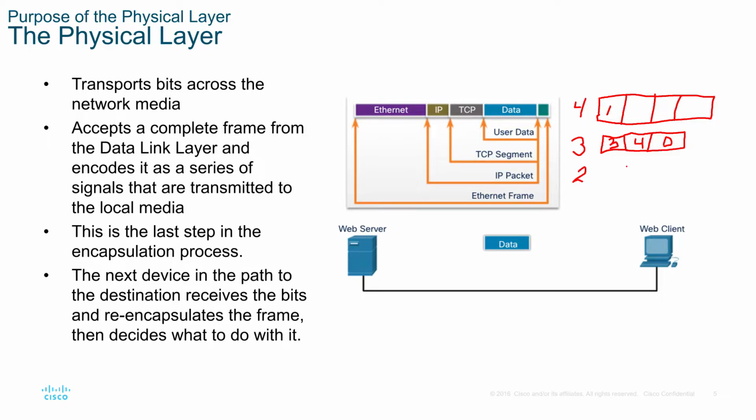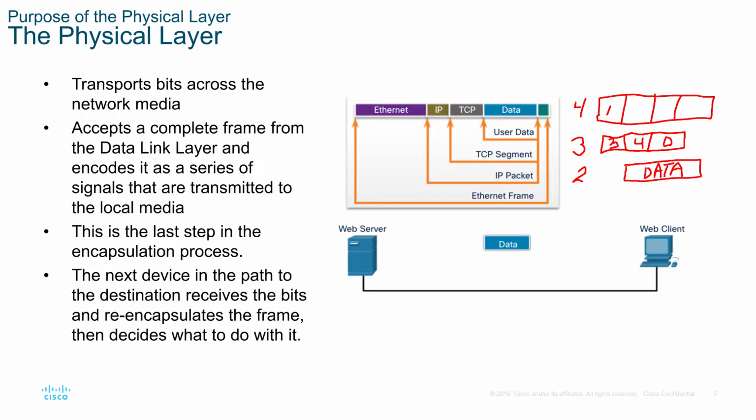Layer 2 sees the entire packet that we get from layer 3, again, as data. It has no knowledge of IP addressing. It has no knowledge of the port numbers that were put on at layer 4. It is seen solely as data.